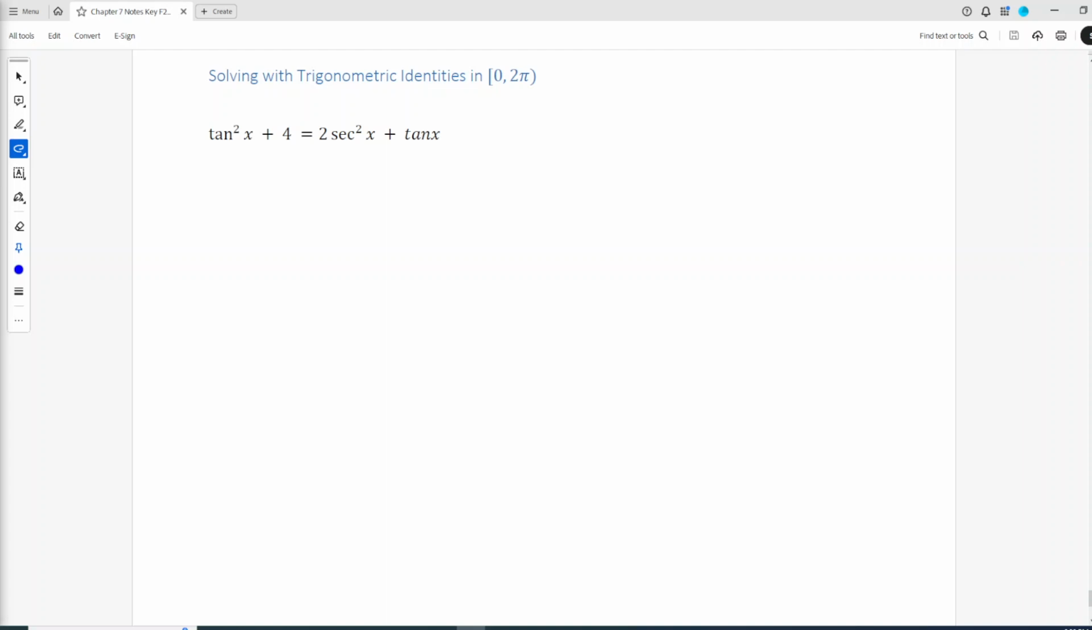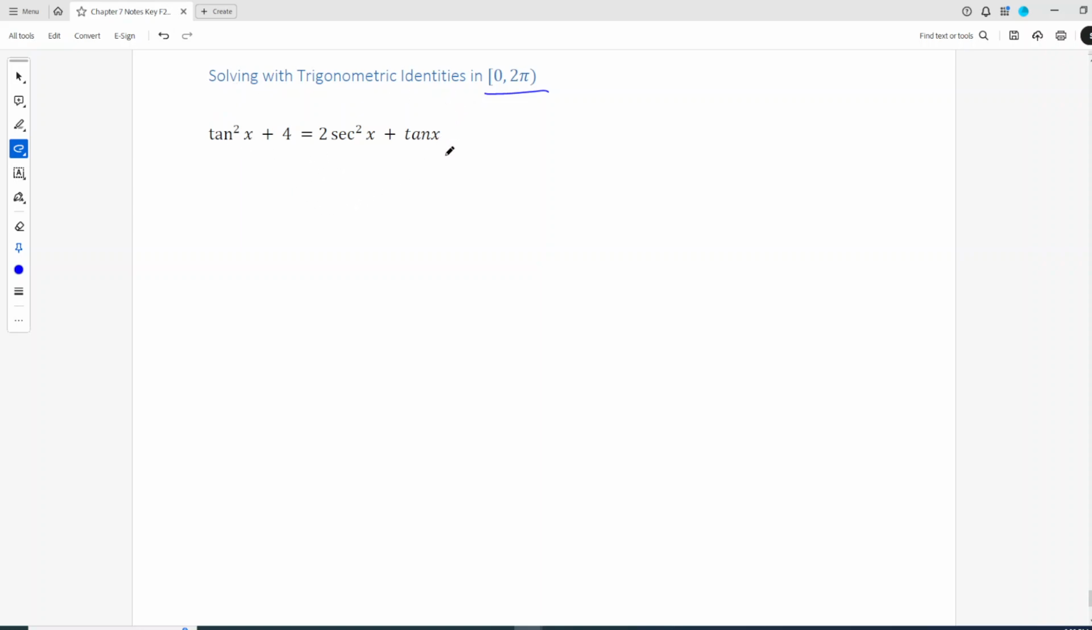We have finally reached the end of chapter 7. So, the last thing that we're going to do in chapter 7 is solve with trigonometric identities and with factoring and just plain solving. And again, when you're doing your questions in your textbook, only solve from 0 to 2 pi. Keep things simple.